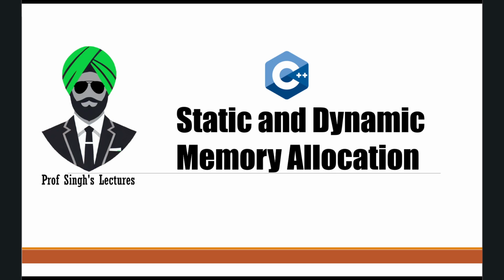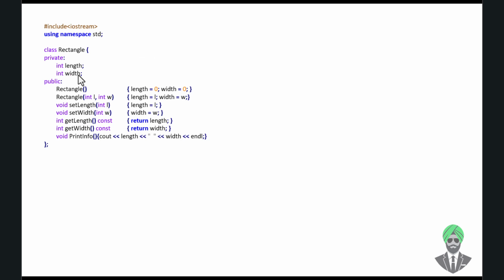Hello everybody, let's see how static and dynamic memory allocation of objects work in C++. To explain the concept of memory allocation, we're going to use a sample class Rectangle. It has two fields, length and width, and then constructors and setters and getters, along with a method called print_info that just prints length and width. Visually, it will be represented as this box with two values, length and width.